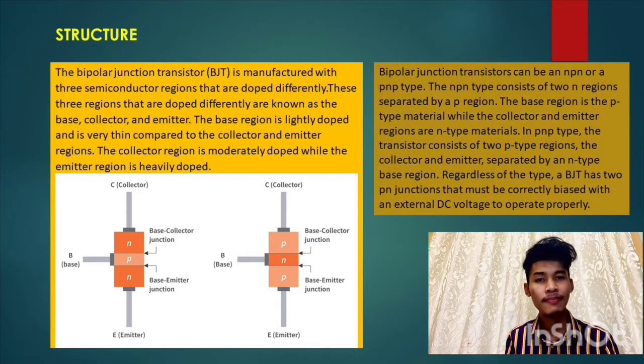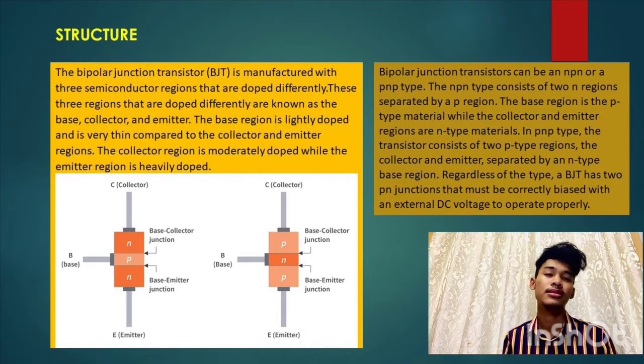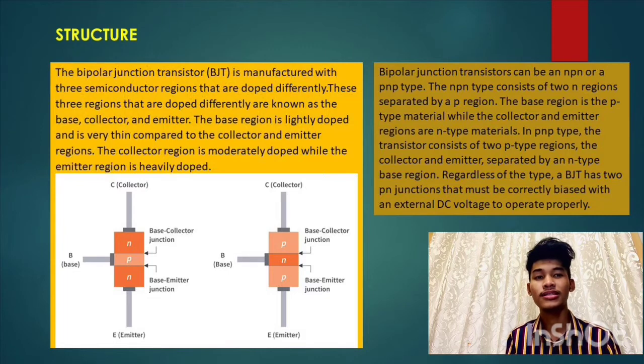In the PNP type, the transistor consists of 2 P-type regions, the collector and emitter, separated by an N-type base region. Regardless of the type of transistor, it needs DC voltage to operate properly. One of these junctions is called the base emitter junction, connecting the base and emitter regions, and the other one is the base collector junction, connecting the base and collector regions.